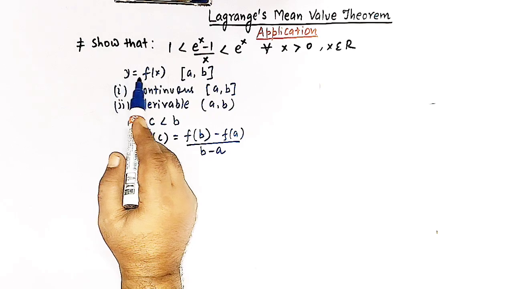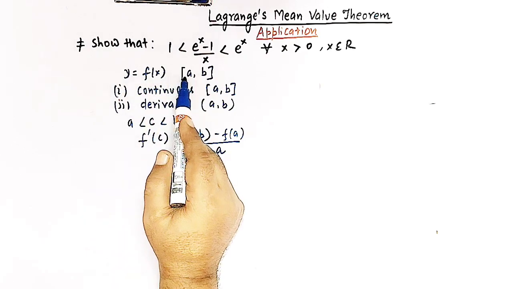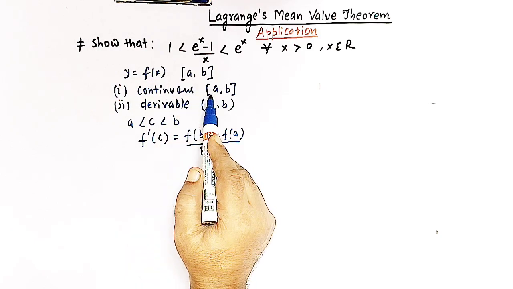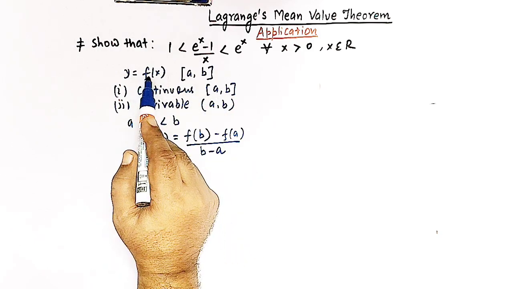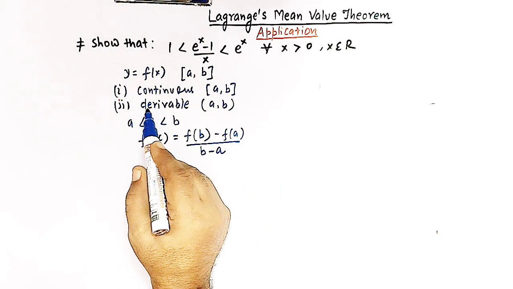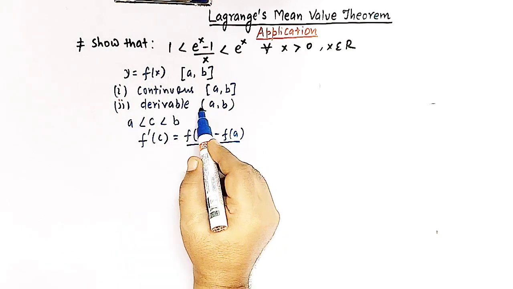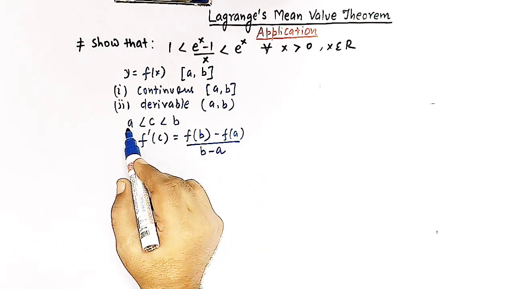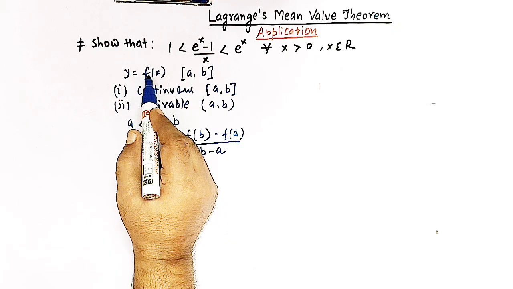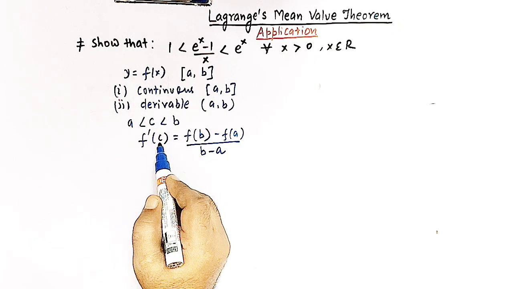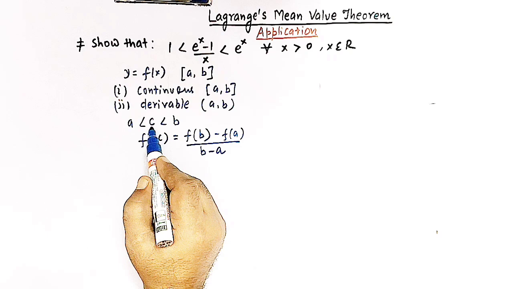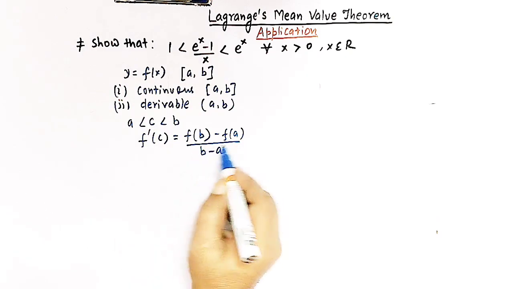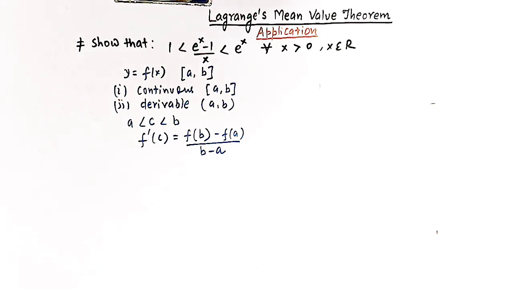So we have a function y is equal to f of x, which is defined in some domain a comma b. This function f of x is continuous in the closed interval a comma b, and this function has a finite derivative, or is derivable, in the open interval a comma b. Then there must exist a point c between a and b, such that the derivative f prime of c, the derivative of f of x at this point c, is equal to f of b minus f of a divided by b minus a.